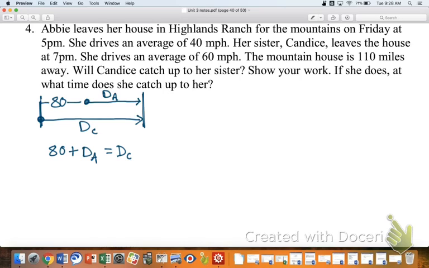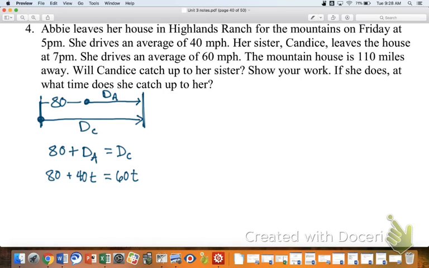Okay, so then we need to recognize, of course, that D is equal to rate times time. So I'm going to fill in a little more detail here. What is Abby's rate? That's right. And her time is an unknown, so we're typically just going to use the letter T for time. We don't know what that time is yet. We'll just put a T. Equals distance of Candace. So what is Candace's rate? 60 miles per hour. And her time? T. Again, it's the same unknown time that we're trying to find out.